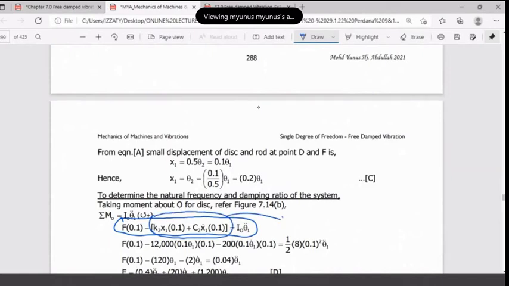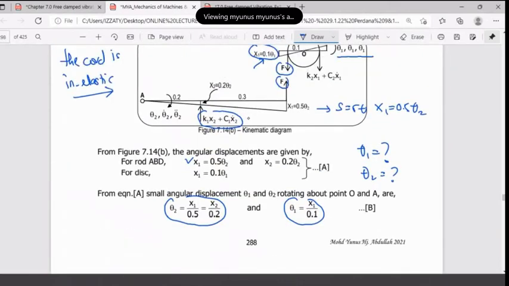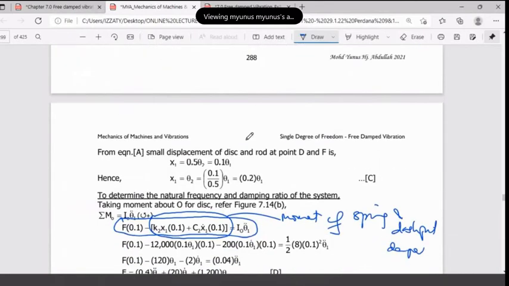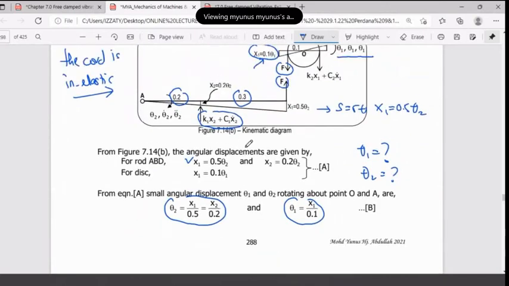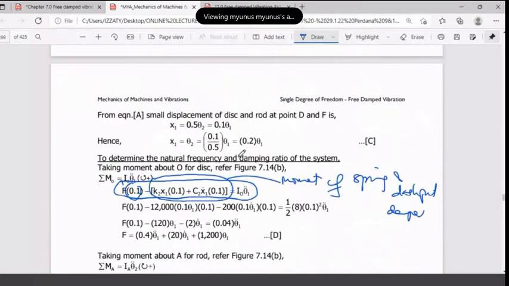This one is the moment of the spring and the dashpot or damper. The other one, you have another force F here, multiplied by 0.3 and 0.2. You have 0.1 here. That one is equivalent to another one. F1 is equal to another one.